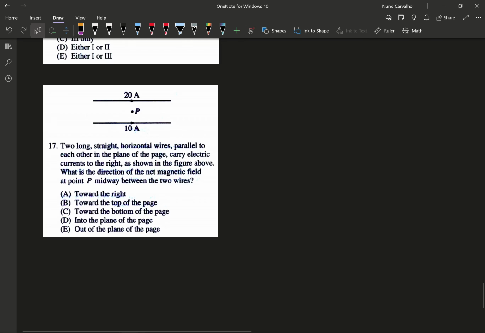Number 17, we're told that two long straight horizontal wires, parallel to each other in the plane of the page, carry electric currents to the right, as shown in the figure above, and we're asked what is the direction of the magnetic field at point P midway between the two wires. This question is going to be a combination of the right-hand rule and also knowing that the magnetic field produced by a single long wire is given by this formula right here. You can either just memorize this or derive this from Ampere's law.